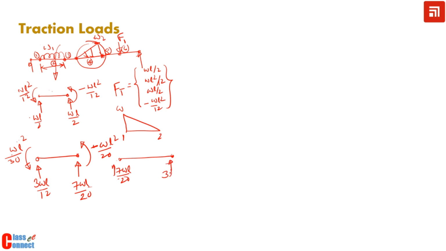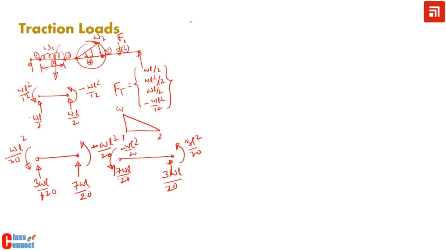It is 3WL by 20, it should be 20, it is not 12, and this is minus, sorry, not minus, this is the 7. This minus will come here, so it is minus WL, minus WL square by 20, and here we have 3WL square by 30. So this is how we can write these equations whenever such loading condition is applied.